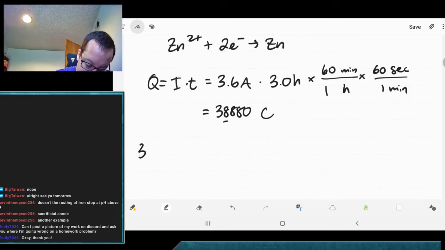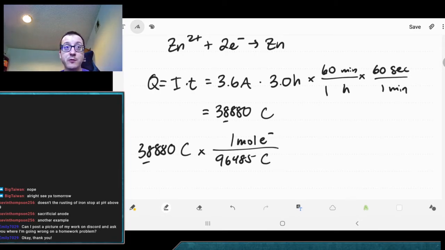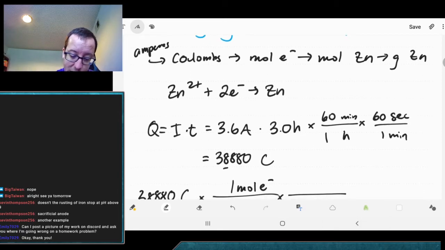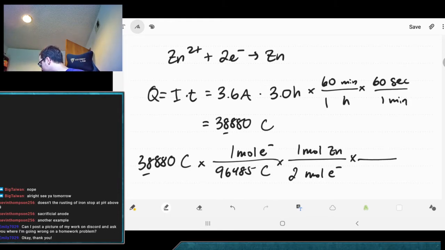And so now we can take this, so we take our 38,880 coulombs. We have 96,485 coulombs for 1 mole of electrons. That's the charge of 1 mole of electrons. In this reaction, we have 2 moles of electrons for 1 mole of zinc. Computer, what's zinc's atomic mass? Zinc's atomic mass is 65.38 unified atomic mass units.